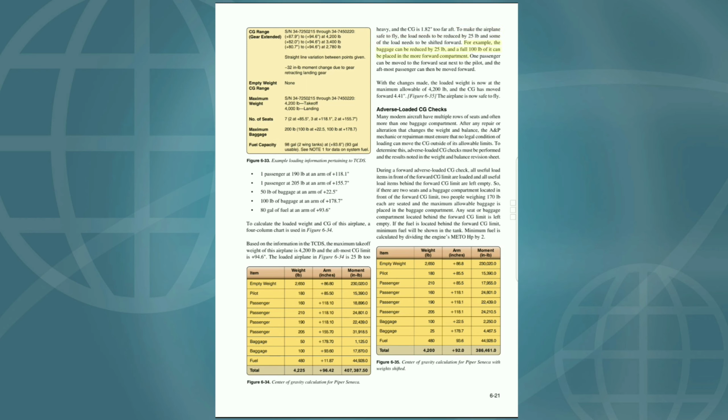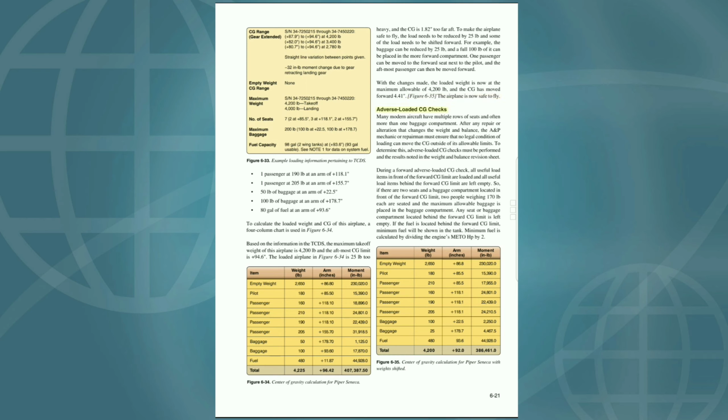For example, the baggage can be reduced by 25 pounds, and a full 100 pounds of it can be placed in the more forward compartment. One passenger can be moved to the forward seat next to the pilot, and the aftmost passenger can then be moved forward. With the changes made, the loaded weight is now at the maximum allowable of 4,200 pounds, and the CG has moved forward to 4.41. Figure 6-35, the airplane is now safe to fly.